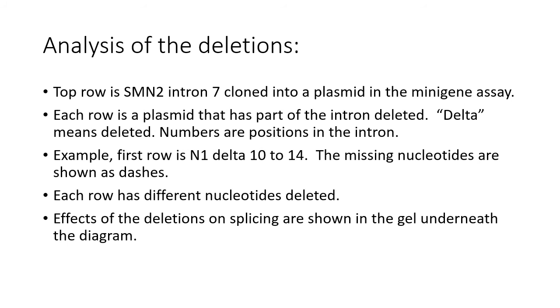So this takes a little bit of careful looking and thinking to kind of get straight. Okay, so this basically reiterates what I just said. You've got the piece of SMN2 that you want to examine cloned into a plasmid and put into cells. Each row is a plasmid that has a part of the intron deleted. In general, the word delta means deleted. Okay, and each row has different nucleotides deleted, and you can look at the effects of those deletions by looking at the gel underneath. So the gel is correlated to the rows in the diagram above.